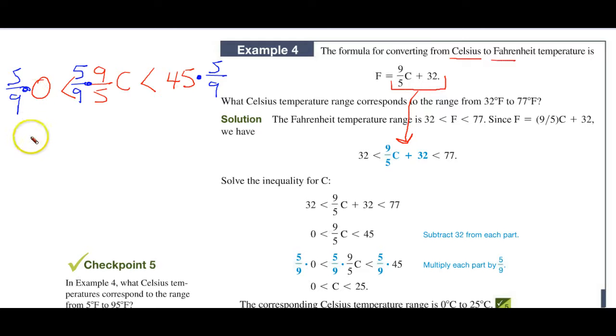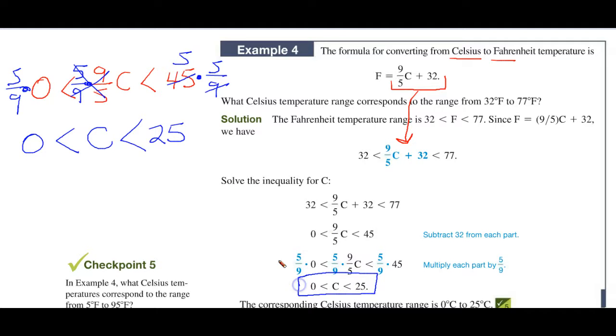So here, this is still just 0. Here, everything cancels out and you're left with a 1C that we don't write. Now here, 9 goes into 45 5 times. 5 times 5 is 25. And there is our answer statement right there.